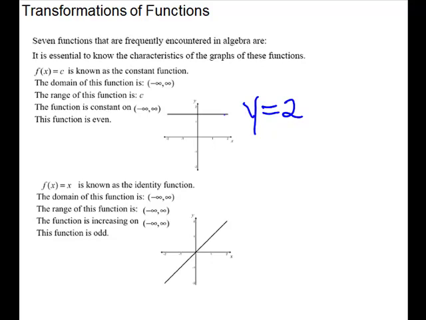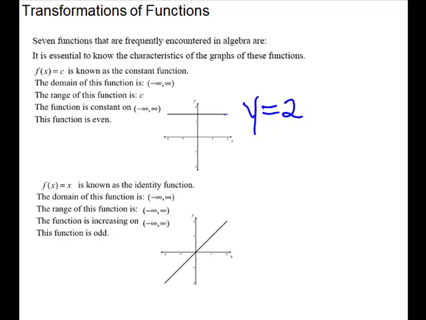Your function is constant, and it is constant from negative infinity to positive infinity. And the function is even. It is symmetric around the y-axis. So those are some properties that you might remember, or you could figure them out from your picture. The next one is also one that you would be able to do. Well, this is a special line.